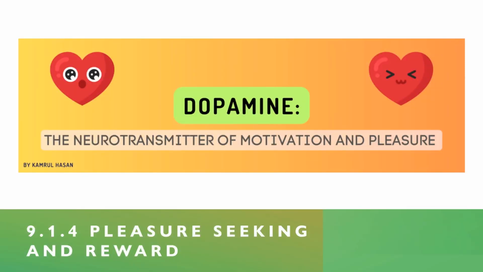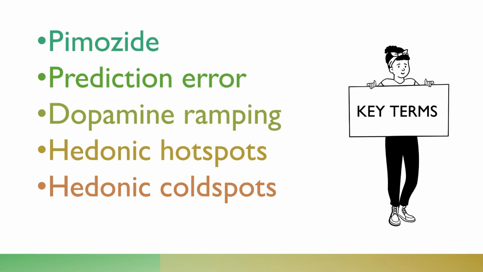So the last part is pleasure seeking and reward. Dopamine plays a key role in this part of motivation. So these are the keywords: pimozide, prediction error, dopamine ramping, hedonic hotspot, hedonic cold spot.